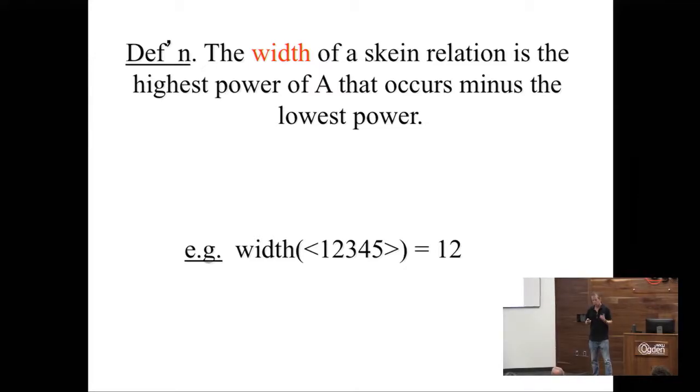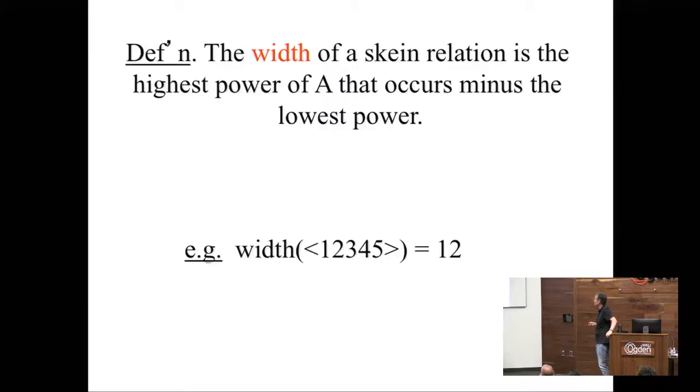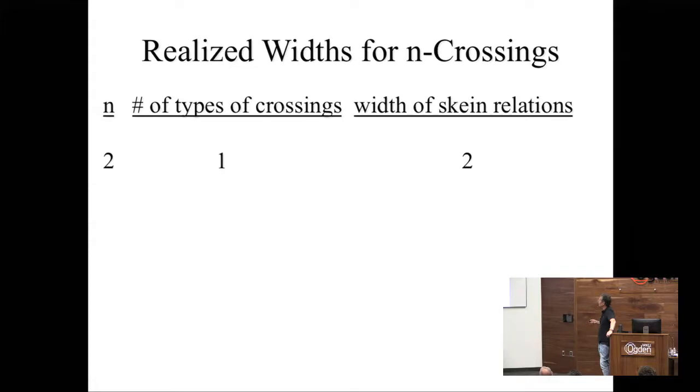In fact, we'll call the width of a skein relation the highest power of a that occurs minus the lowest power. So in this previous slide, you'll notice there was an a squared at the top and an a to the minus 10th. So the width of this particular skein relation is 12. Okay, so let's just take a look at the realized width for n crossings.